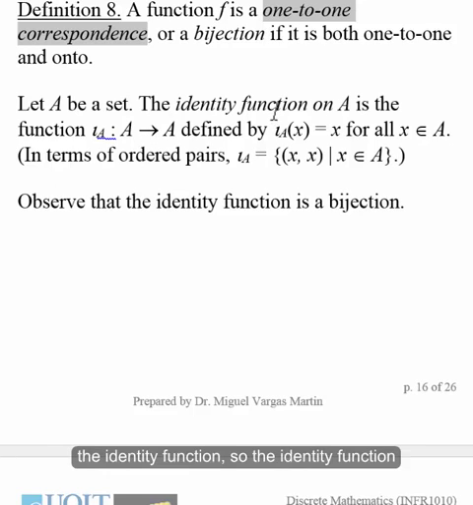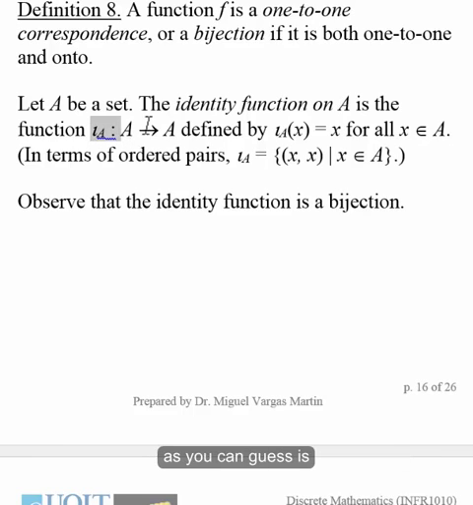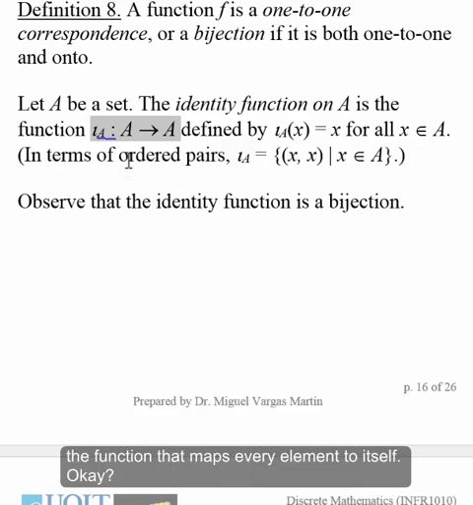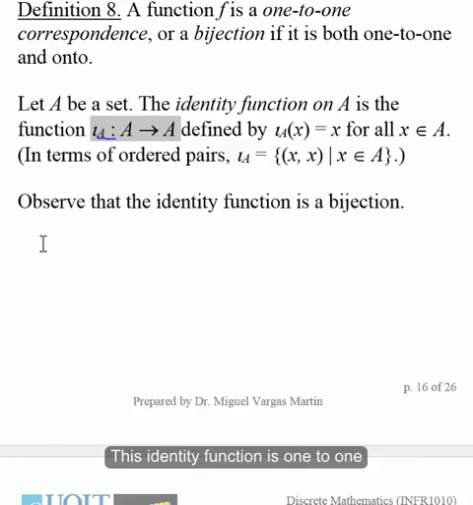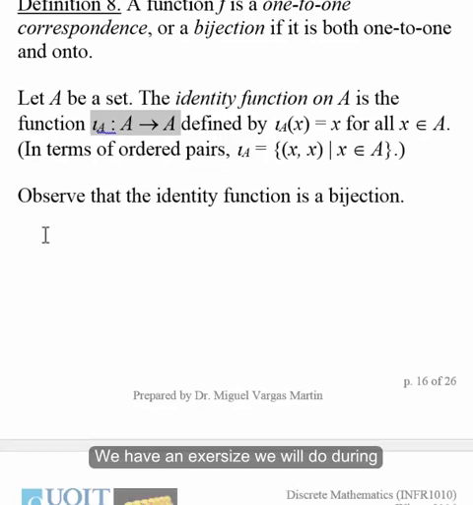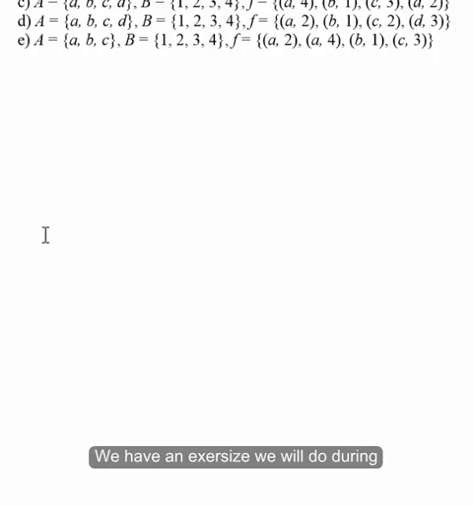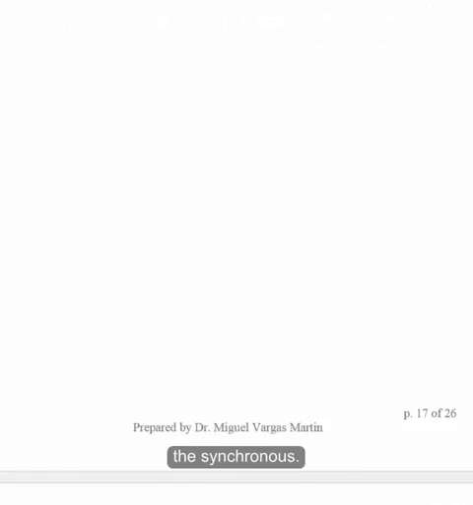If we look at the identity function, as you can guess, it is the function that maps every element to itself. This identity function is one-to-one and is onto. If you visualize it, you see this is true. We have an exercise we'll do during the synchronous.